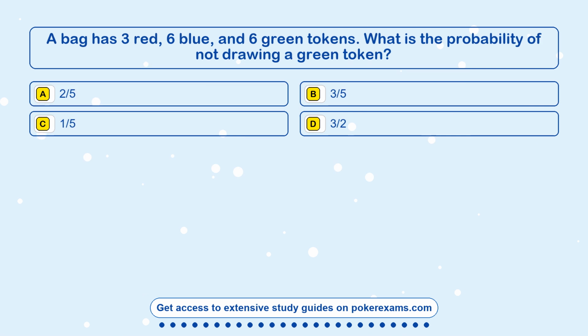Question 22. A bag has 3 red, 6 blue, and 6 green tokens. What is the probability of not drawing a green token? Option A 2/5. Option B 3/5. Option C 1/5. Option D 3/2.